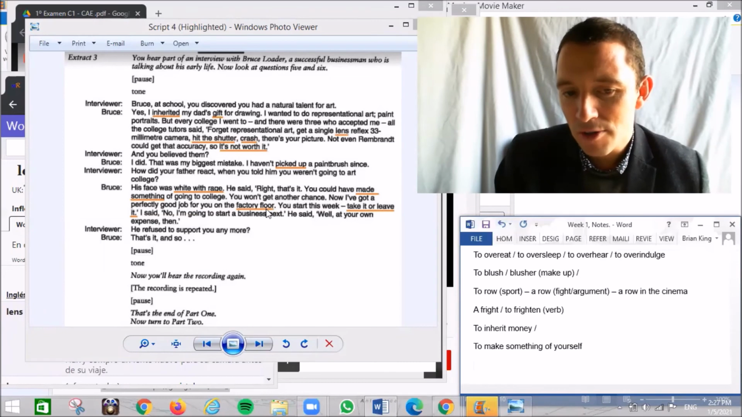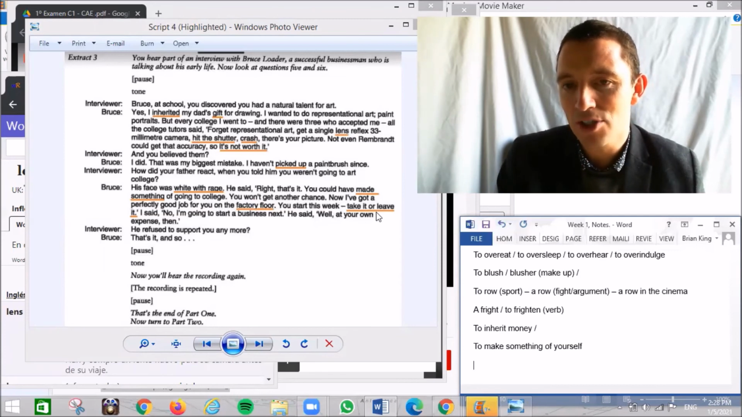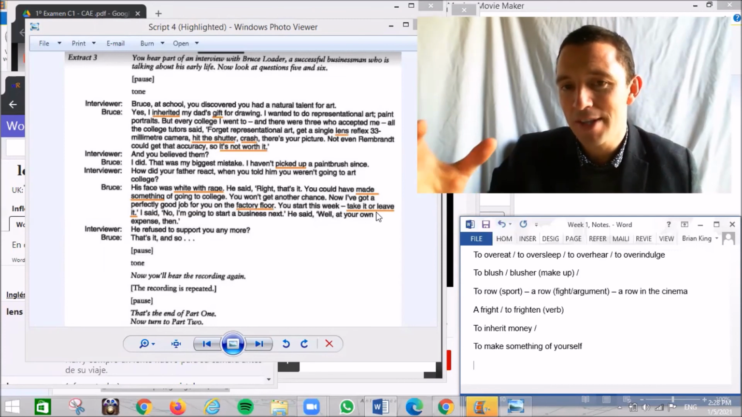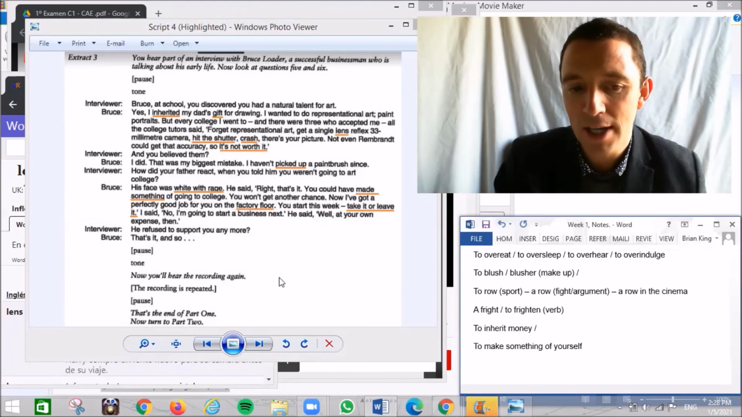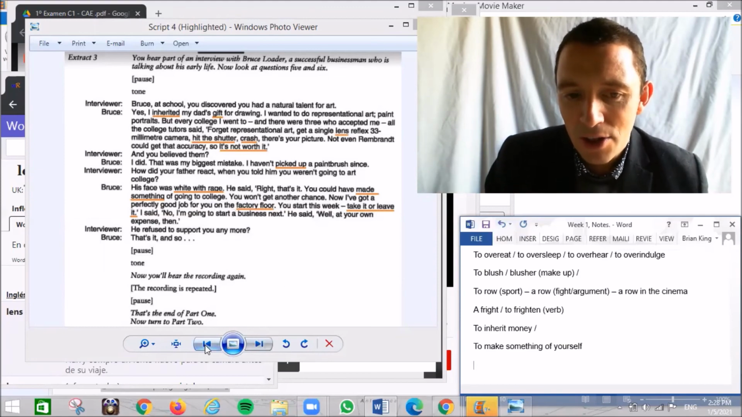Factory floor, so the factory and the floor, just a good combination, and the preposition on the factory floor. Take it or leave it, a very famous expression. So if somebody gives you an offer, you take the offer or you leave it. You've no negotiation. It's just very clear, black and white. Take it or leave it. Okay, so there are the 3 extracts.